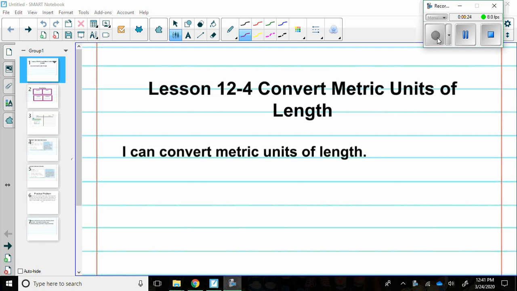So right now I want you to pause the video, write the lesson title of 12-4, convert metric units of length, and also write the I can statement. I can convert metric units of length. Write this at the top of your paper in your math notebook, and then push play to continue.